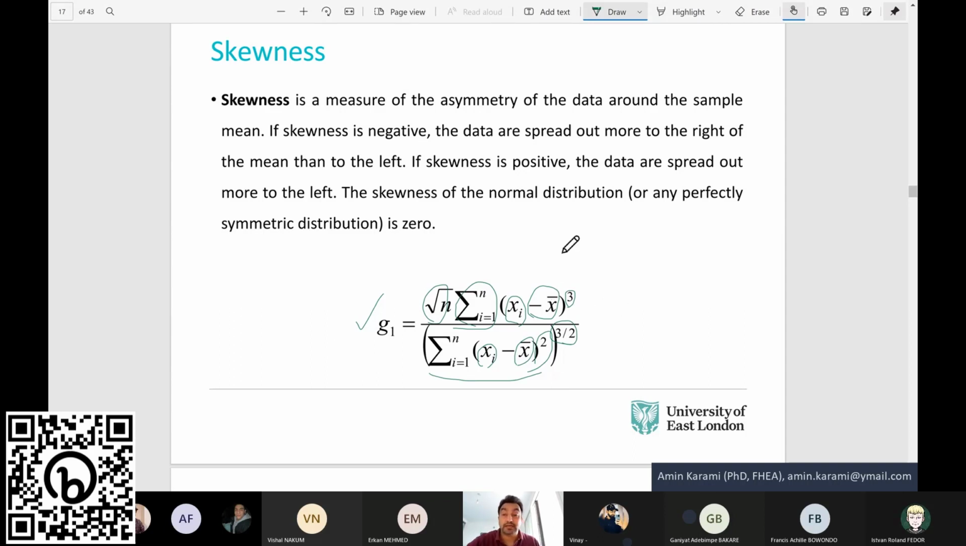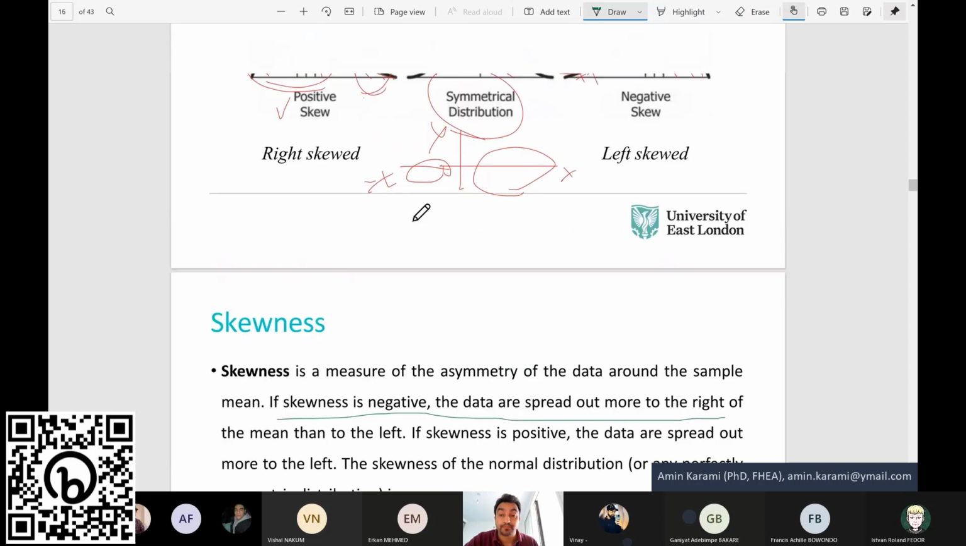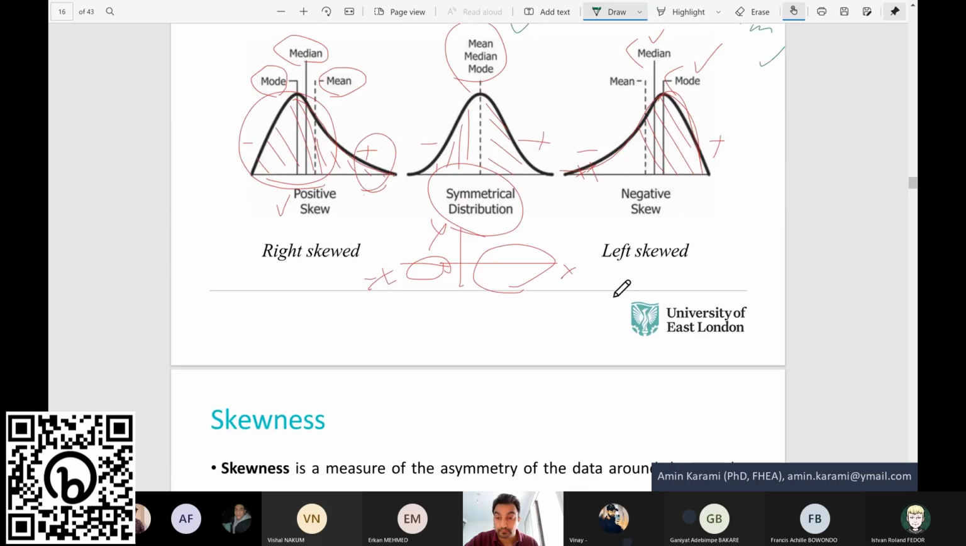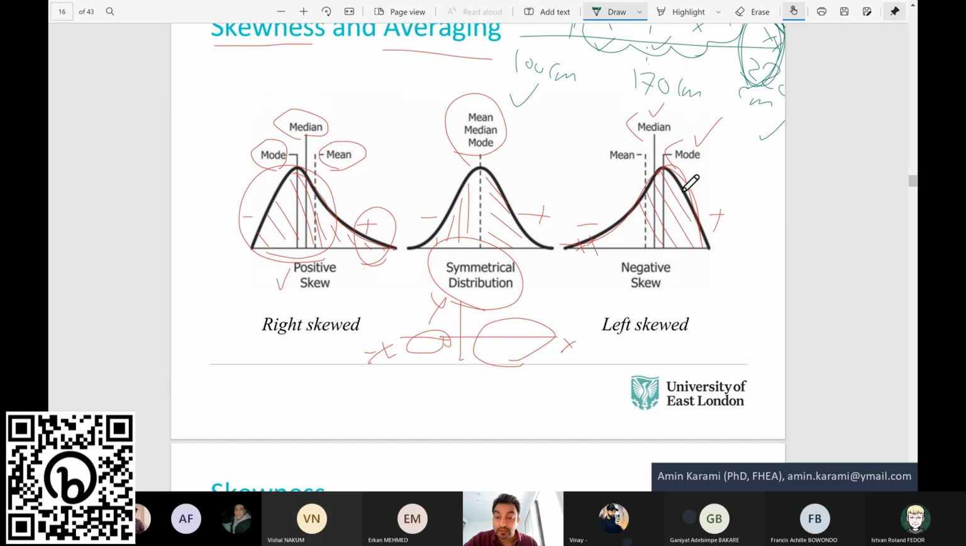So if skewness is negative, the data are spread out more to the right. So you can see here, we call it negative skewness, right? Because this one is going through the negative side. So if you find a negative value for skewness, it means it's negatively skewed, and we call it left skewed because this tail is on the left side. But if your calculation gives positive skewness, it means your data is right skewed because of this tail, and we call it positively skewed.